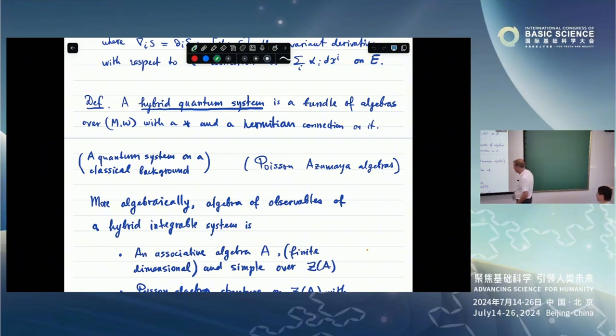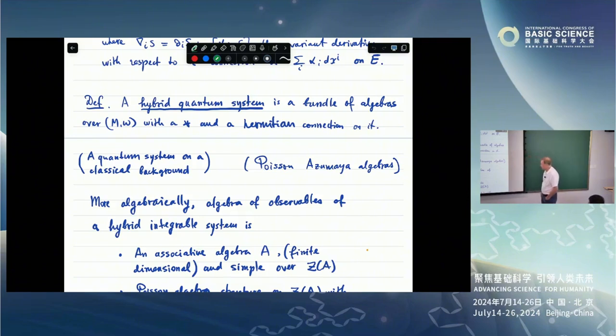And then physically, these are algebras of observables of quantum systems on a classical background. Mathematically, these are Poisson-Azumaya algebras. Azumaya algebras are well known in algebra. These are algebras that are finite dimensional over the center. What we add is a Poisson structure. Poisson-Azumaya algebras are also well known, say quantum groups in the De Concini-Kac sense.